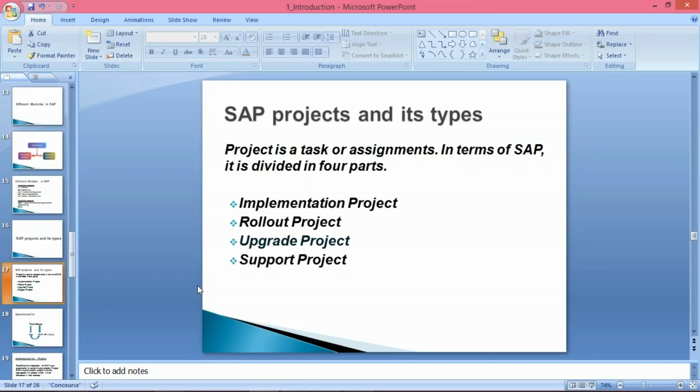The nature of the project is an implementation project, or it could be a rollout, or it could be an upgrade, or it could be support. Okay, so these are the major 4 types of projects. So we need to understand what is this implementation project, what is the meaning of rollout project, what is the meaning of upgrade project, what is the meaning of support project, and what kind of activity we are going to perform.